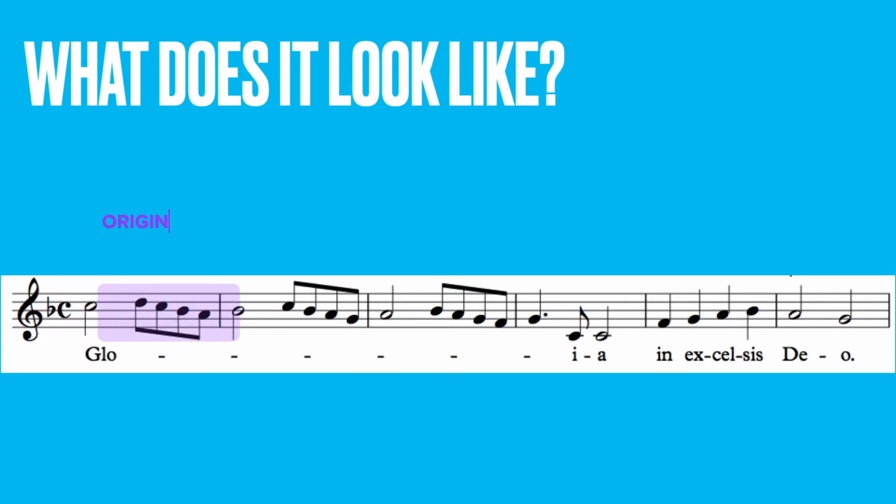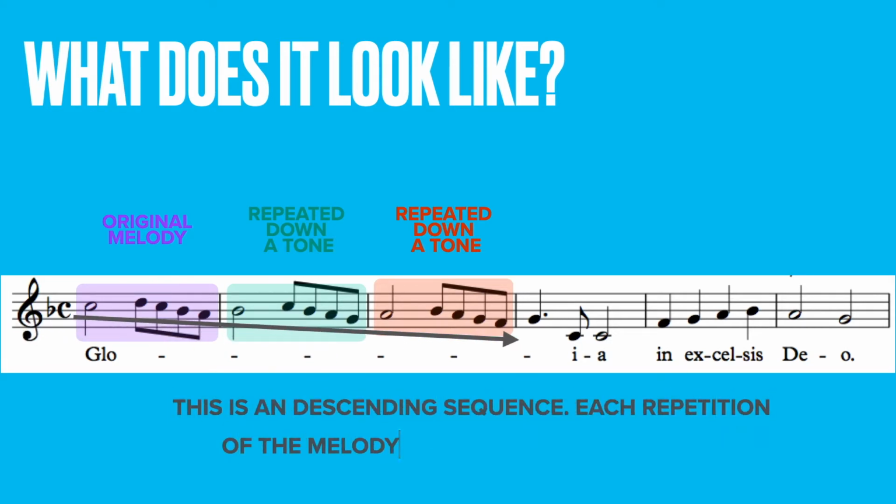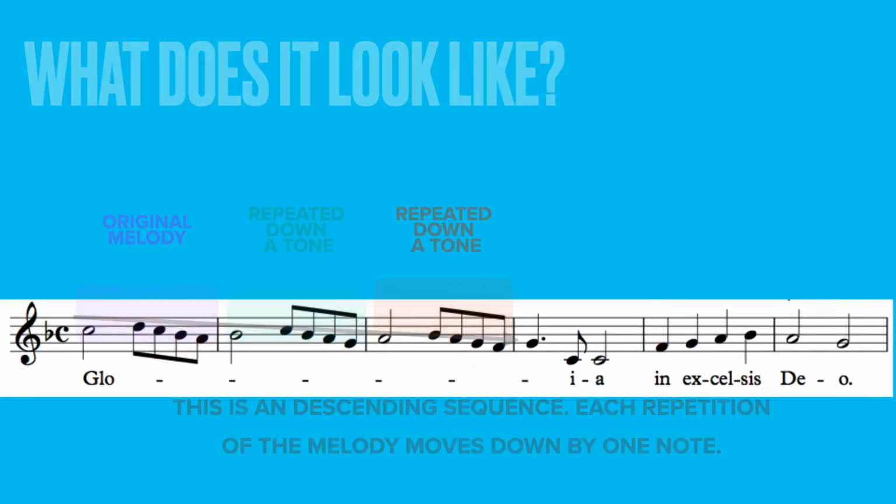Take a look at this one. There's the original melody. It moves down by a tone. Down one more. And there's your sequence. This is a descending sequence. Each repetition of the melody moves down by one note.